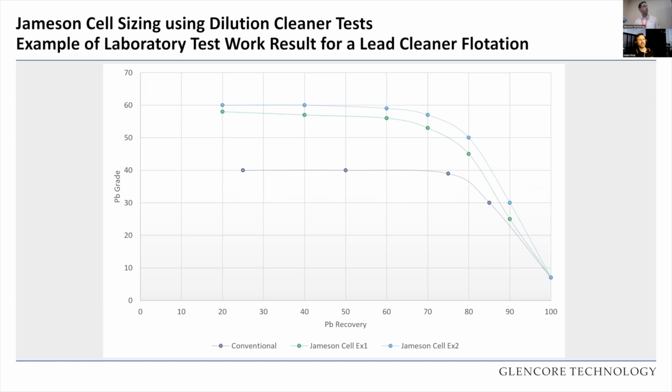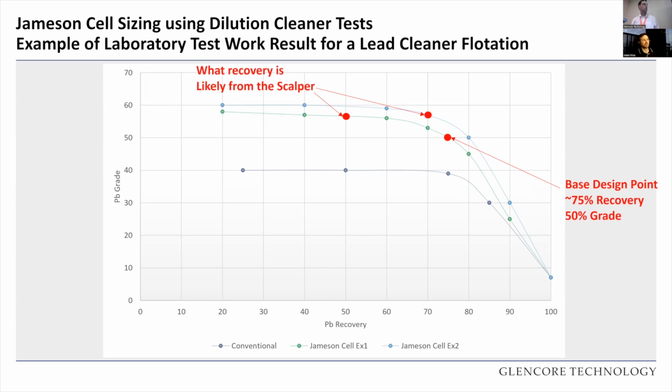So in terms of a cleaner, again, this could be a typical example of what we might see from the lab results. Again, the purple line there shows a single mechanical stage of cleaning. The green and blue lines are showing potential Jameson Cell results. And so for this example, they might have had a target of 75% recovery at 50% grade.